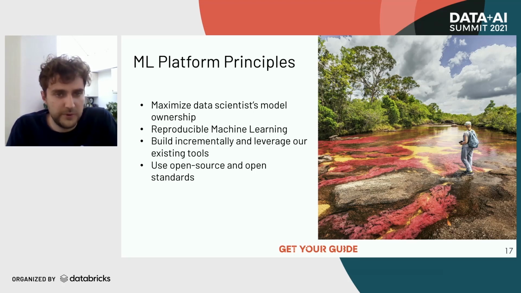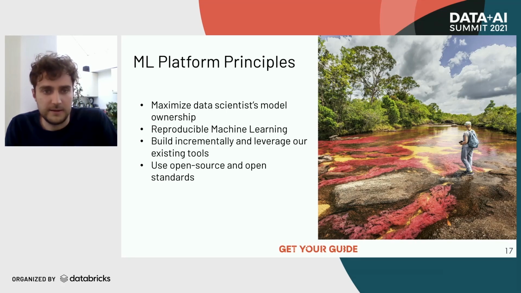The first principle we stick to is ownership. The main goal of a successful platform is to make data science faster in a sustainable way. So what better way to do that than to empower the domain expert end to end. The goal is that the data scientist owns the model from idea to production.